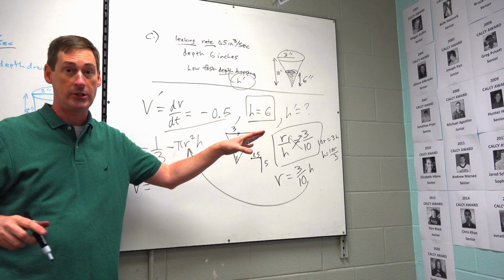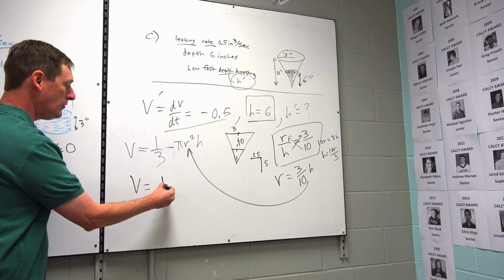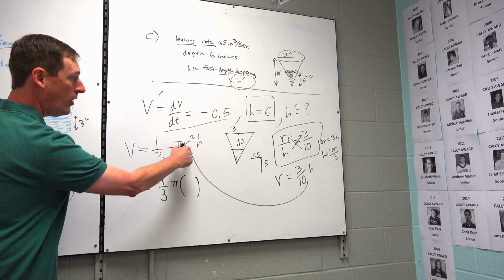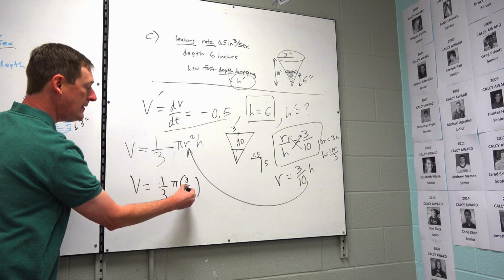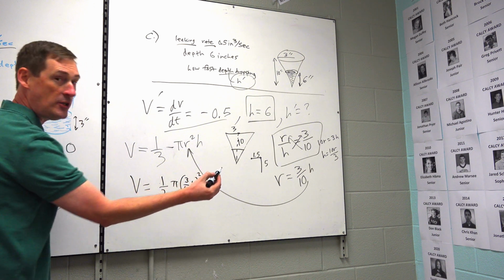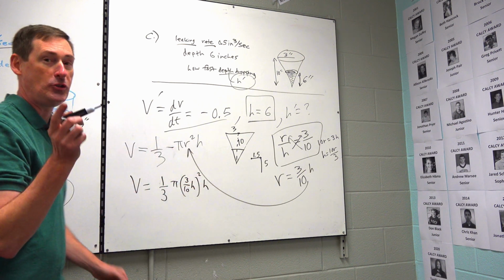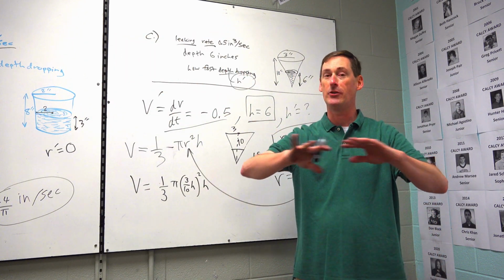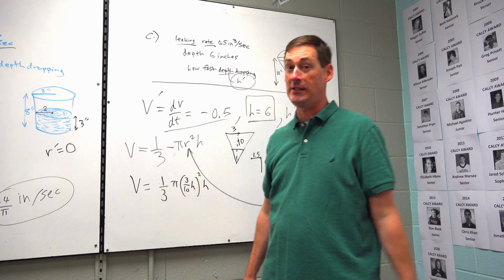Hopefully you understand the similar triangles thing, because you either never learned it or haven't seen it in a long time. So volume equals 1/3 pi, change R into 3/10 height, quantity squared, times H. If you don't do that step of similar triangles, you will never solve this problem. It is the only way, BC students.